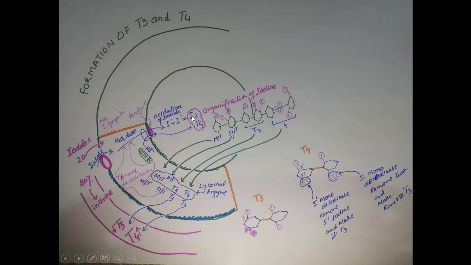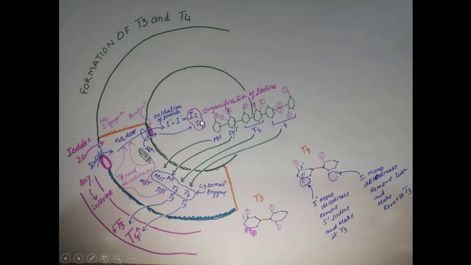Now iodine is going to join this thyroglobulin protein, and this is known as the organification of iodine. That means the iodine has been joined to an organic structure. So this step is known as organification of the iodine. That means iodine has been joined to an organic structure.